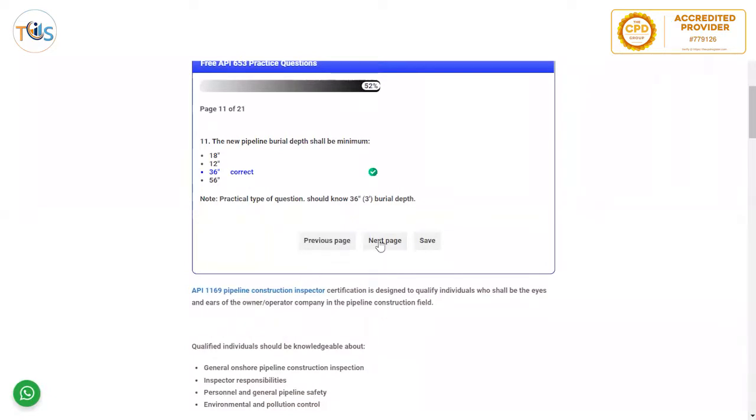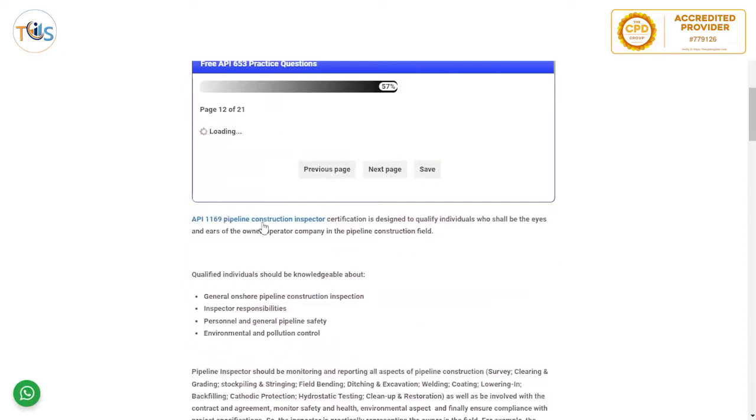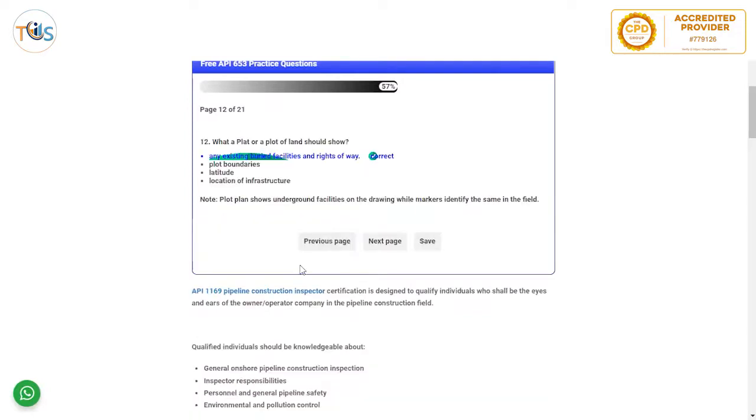That's called burial depth. Plat or plot of land should show any existing buried facilities in the right of way, because you want to see where they are, so you don't clash with them. The pipeline does not clash with them, so you go under it or over it, or take some precaution when excavating.